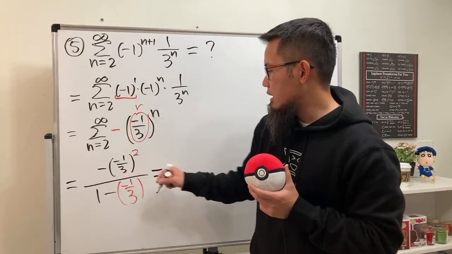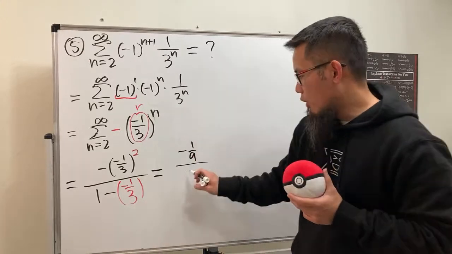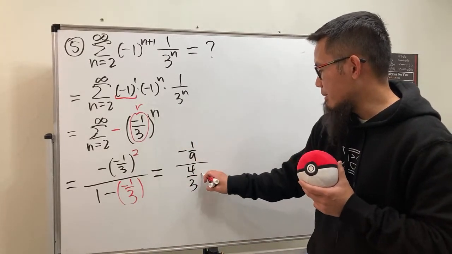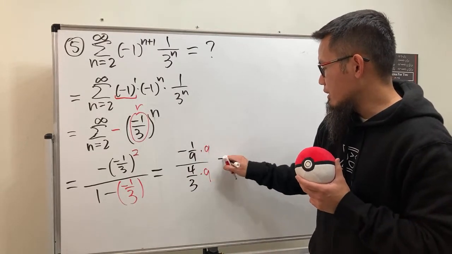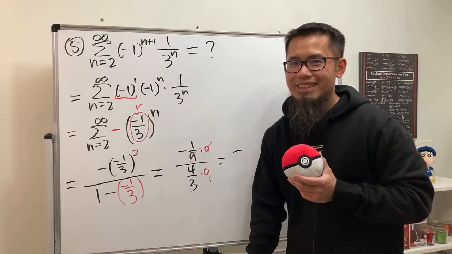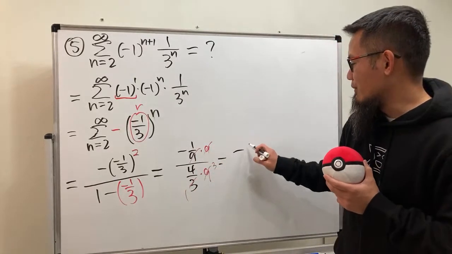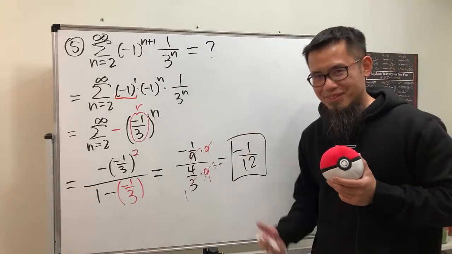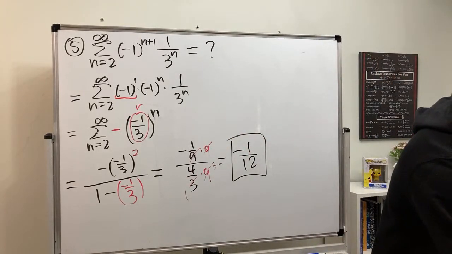And just do the math real quick. This is going to be negative 1 over 9 on the top, over 4 over 3 on the bottom. And let's multiply the bottom and the top by 9. Simple and nice. Oh, look at this. This and that cancel. We have negative, and this is a famous number. I made this on purpose. 12 on the bottom. Ladies and gentlemen, this is negative 1 over 12. Look at that. How cool is this? All right, so that's number 5.